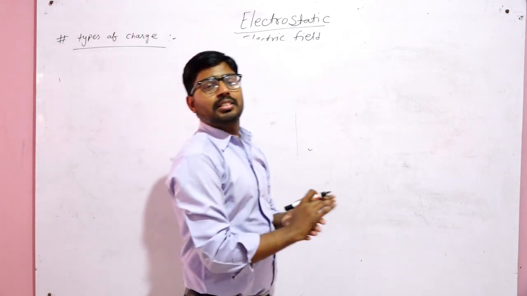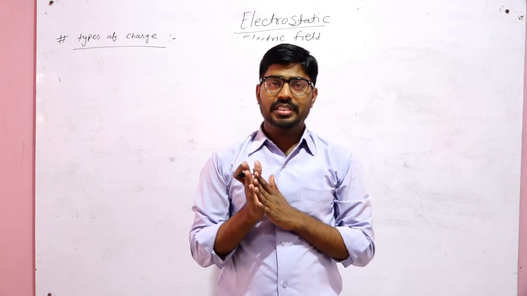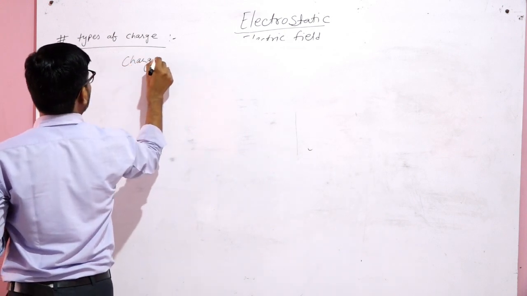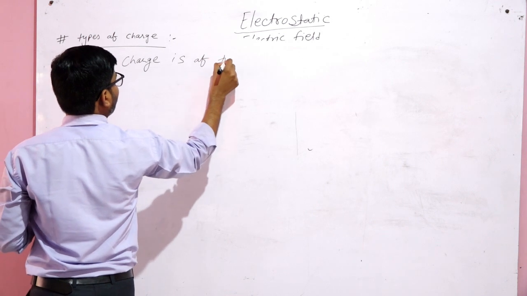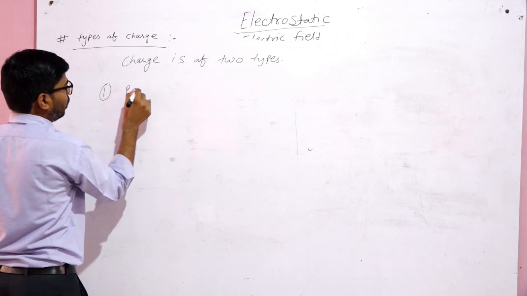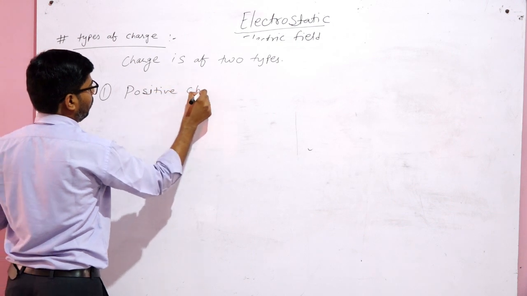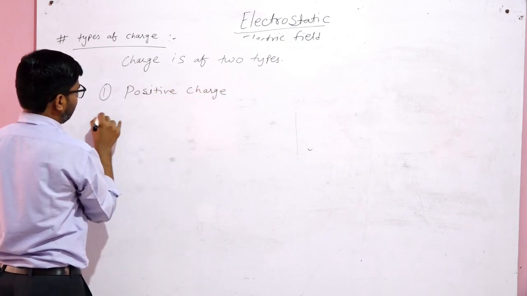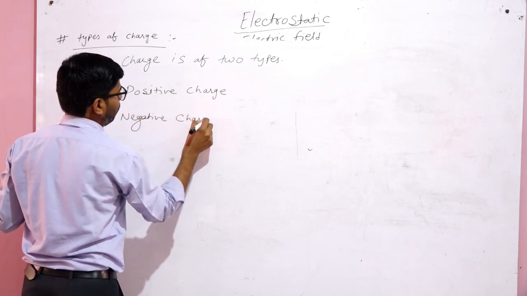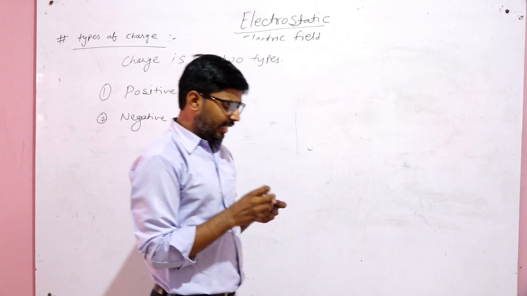By several experiments, we can conclude that charge is of two types. First one is positive charge, and second one is negative charge.